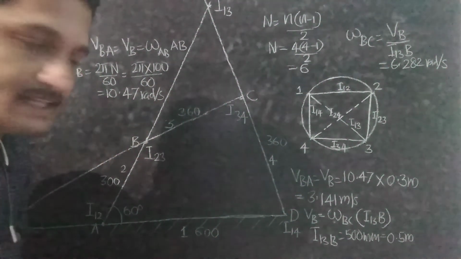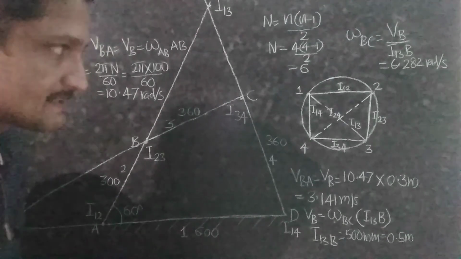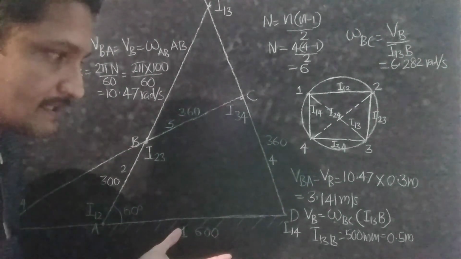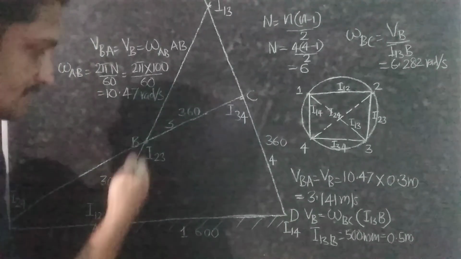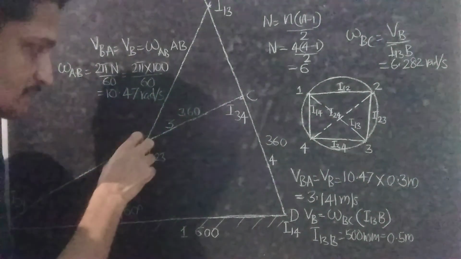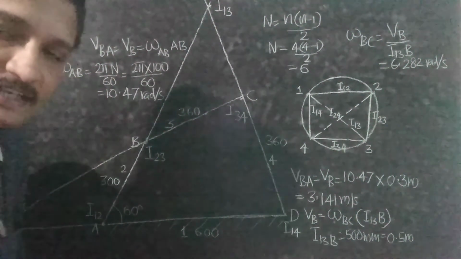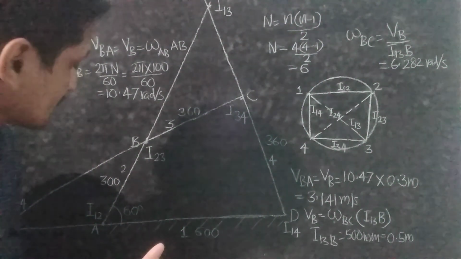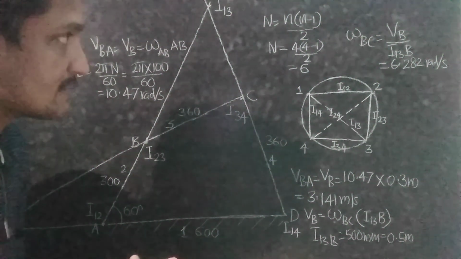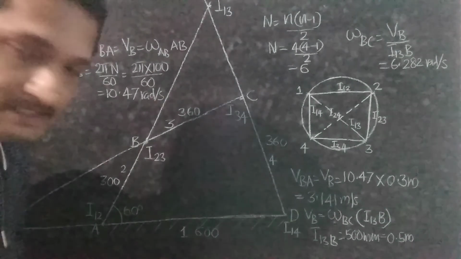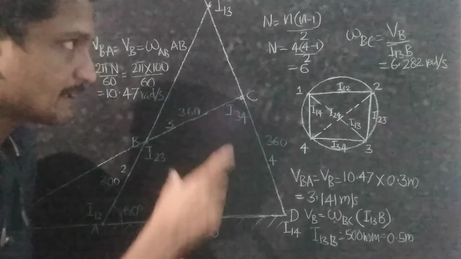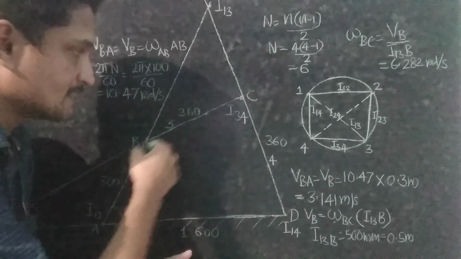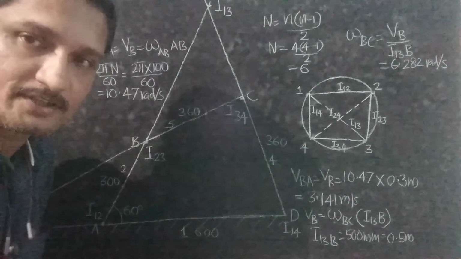We can utilize the instantaneous center concept here along with the ordinary way to calculate the velocity of various links. We can utilize both approaches in this particular question, and we can easily find out the angular velocity of the connecting rod.